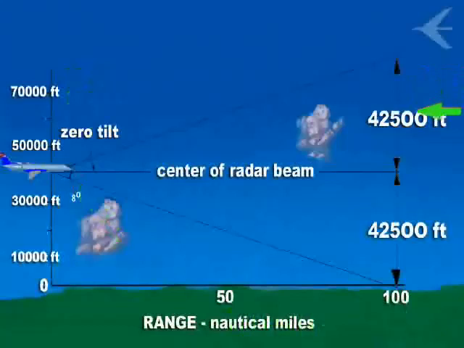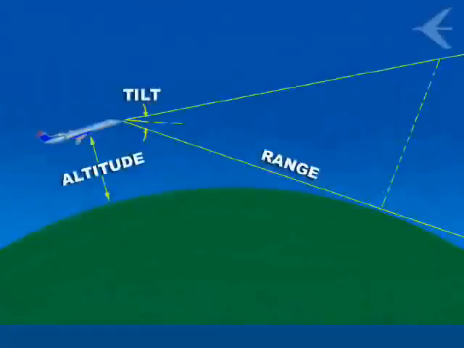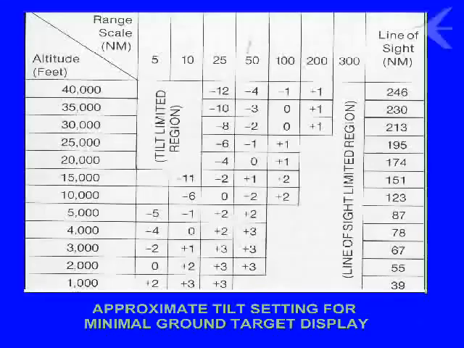Observe the distance above and below airplane altitude that is illuminated by the radar antenna during level flight with 0-degree tilt angle. The range at which ground targets can be observed is affected by the curvature of the Earth, the distance from the aircraft to the horizon, and altitude above the ground. The approximate tilt setting for minimal ground target display is shown in the table. Operators should state their own policy regarding tilt setting. The following pieces of information are general guidelines to the matter.